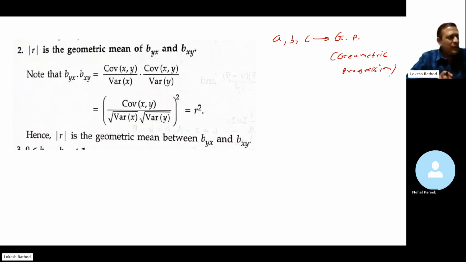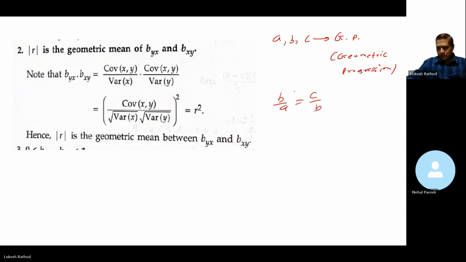So in arithmetic progression, what happens? The difference of consecutive terms is constant, right? That is, second term minus first term is the same as third term minus second term, which is the same as fourth term minus third term. In GP, what happens? The ratio is constant. So B over A is the same as C over B.